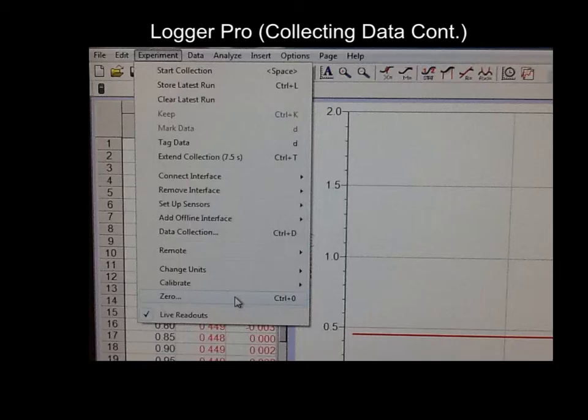The way to do that is to go to Experiment, and then the second to last option is Zero. If I click this option and I stand in place in front of the sensor, it's going to now say that wherever I'm standing in front of the sensor while it's being zeroed, that will be a position of 0 meters. And any other position will be measured relative to that starting point. So it is essential that we make sure that we are zeroing our motion detector before we actually collect meaningful data.